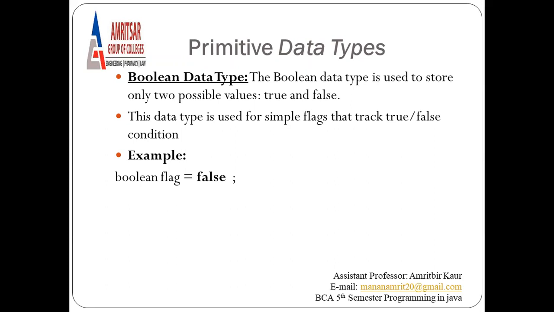If we want to use a Boolean data type, firstly we write the data type, Boolean, then our variable name. The variable name can be anything. Here it is flag, but you can use any name as per your requirement. And here we assign a true or false value. So in this example we are assigning the false value. Boolean can store only two values, true or false. Except these, we cannot store any value in a Boolean.